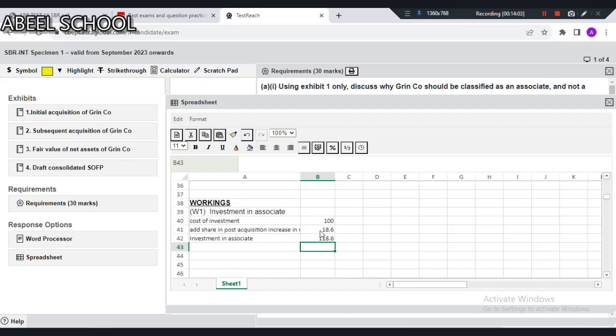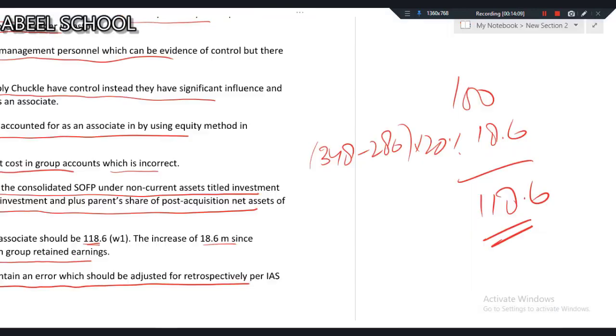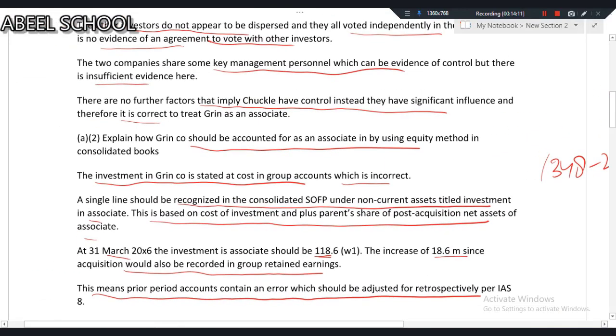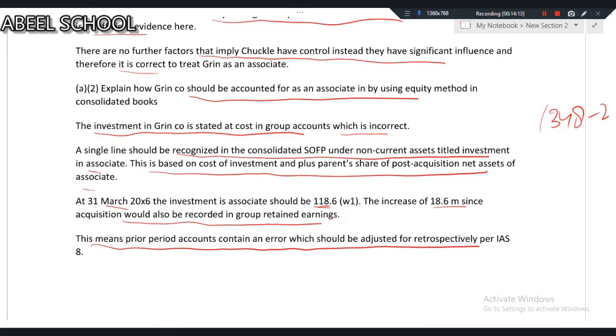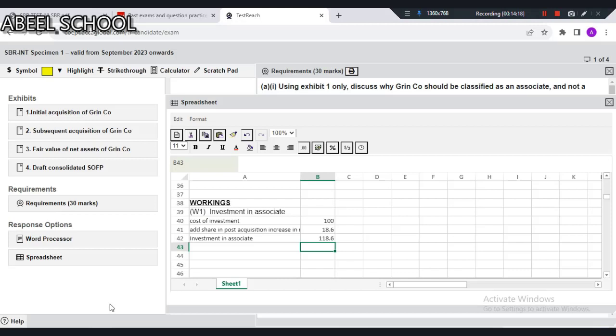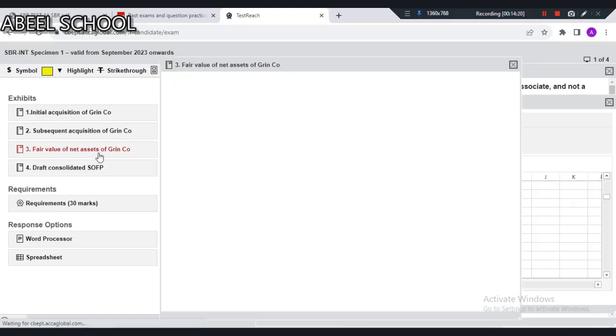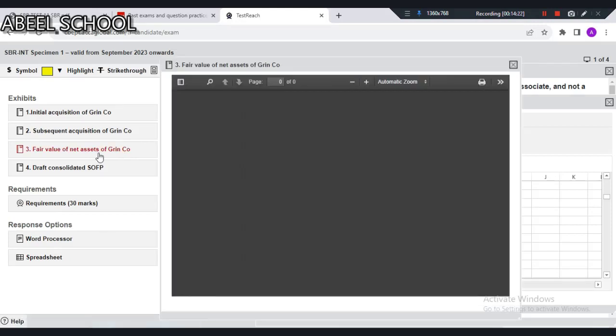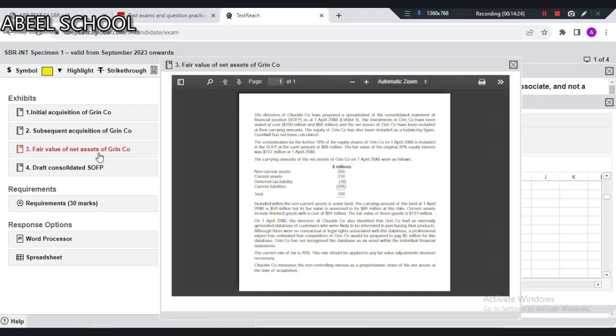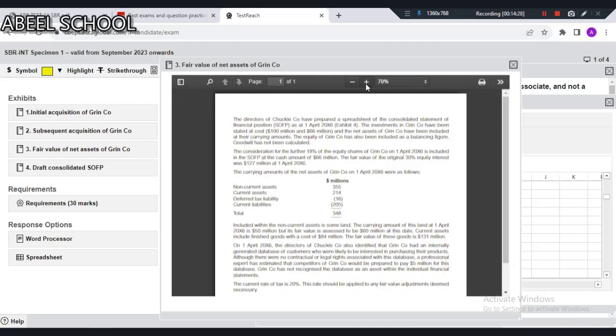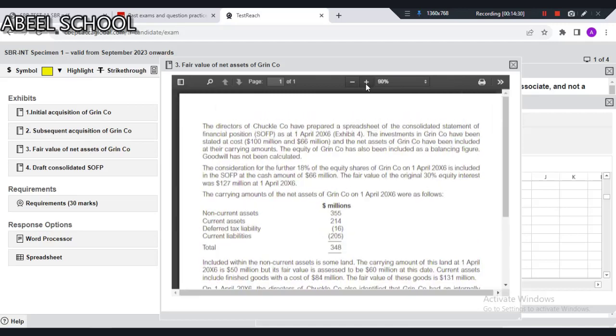So we just did the subsequent acquisition of Green Company. Let me show you the drafting a little bit, which I've already done. It's here. The drafting part is here, and I just showed you the calculation also. Now let's see what is Exhibit 3. I need to zoom in a little bit. I think now it's better.